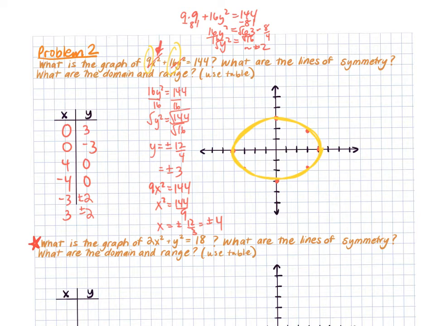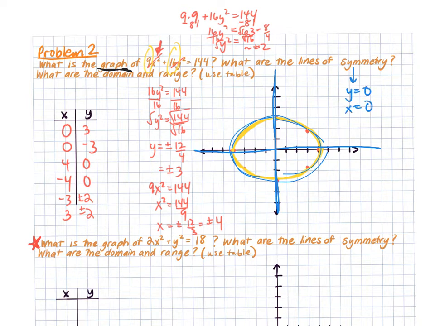Oh wait, I didn't do the lines of symmetry. Okay, sorry. Let's answer the question, right? We just did the graph. It takes a long time to do that. Lines of symmetry in this case, there's just going to be 2. One through the y-axis, right? Because this side is symmetric with this side. And then one through the x-axis. This side's symmetric with that side. So our lines of symmetry are just y equals 0 and x equals 0.